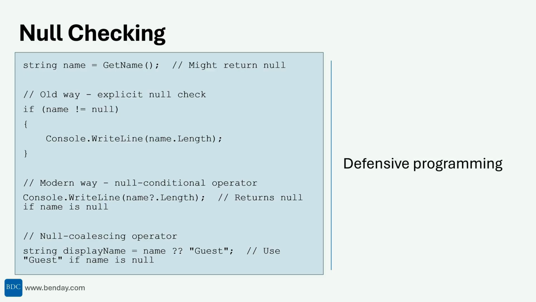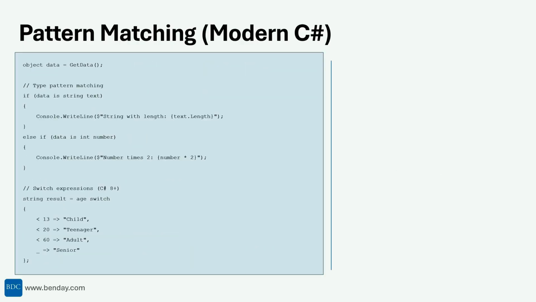Always check for null before using reference types. That question mark operator is super handy. It only accesses the property if the object isn't null. Modern C# has pattern matching that makes conditions even cleaner. The is keyword can check type and assign in one step. Switch expressions are super concise.